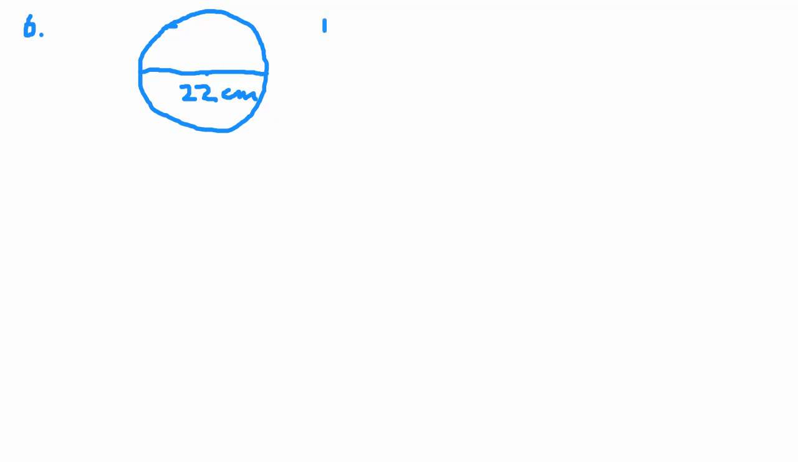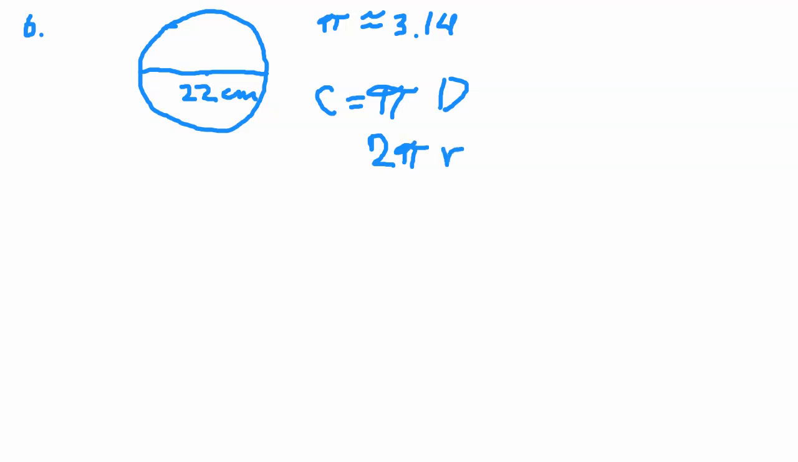And we're supposed to use an approximation for pi of 3.14. So pi is approximately 3.14. Now the circumference of a circle is always pi times your diameter. You also might see that written as 2 times pi times the radius, because the diameter is just twice the radius.